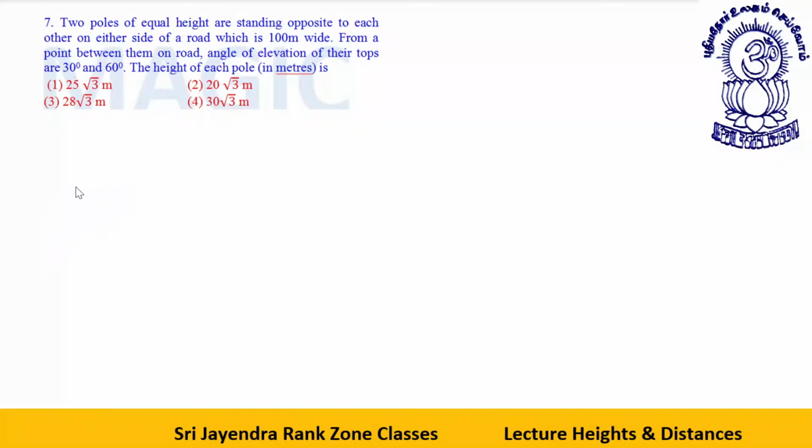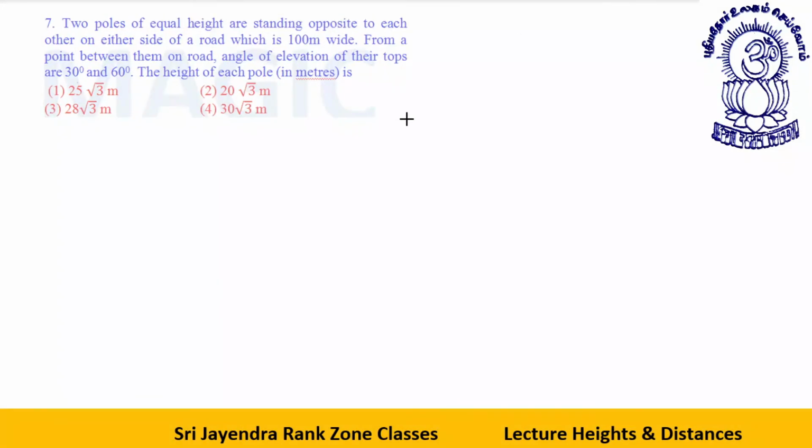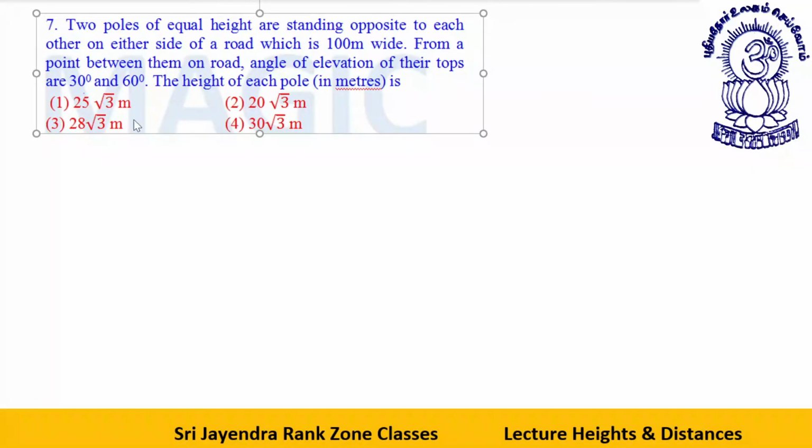Two poles of equal height are standing opposite to each other on either side of a road which is 100 meters wide. From a point between them on the road, the angles of elevation of their tops are found to be 30 and 60 degrees. The height of each pole is? The figure is given to you.